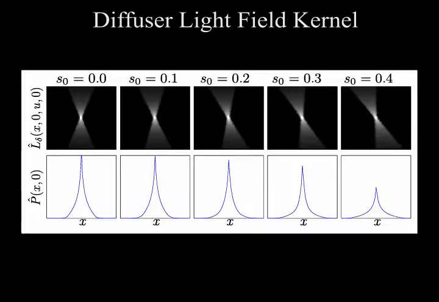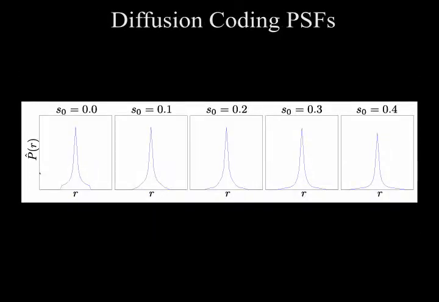We derive an analytic expression for the PSF of a diffusion-coded camera by modeling the effect of a diffuser as a kernel applied to a light field. In this paper, we present a diffusion-coded camera with a PSF that varies less than existing designs.